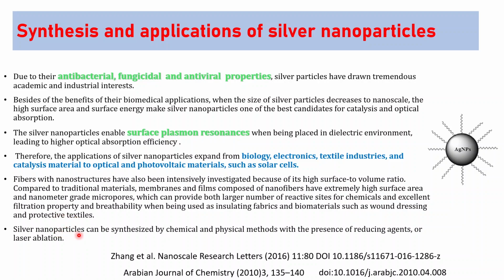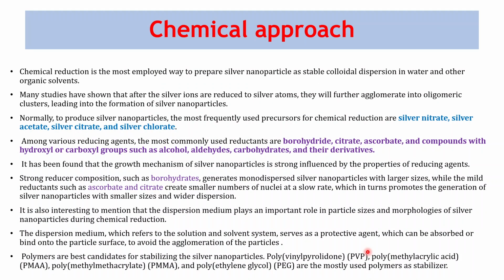Nanomaterials based on silver can be synthesized by chemical and physical methods with the presence of reducing agents or laser ablation. And these points are taken from these two research journals. The DOI numbers are given. And when it comes to synthesis, we will first discuss the chemical synthesis.